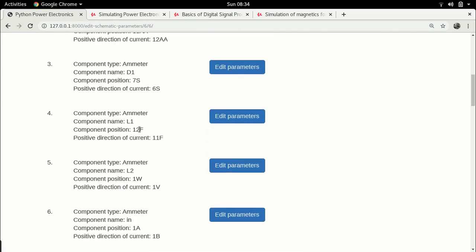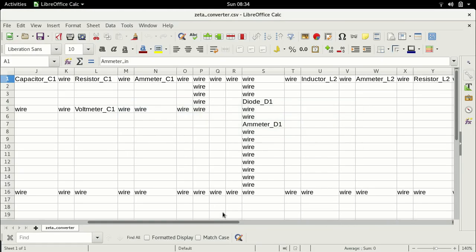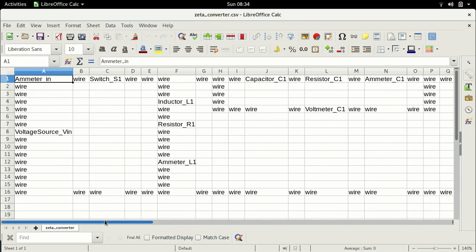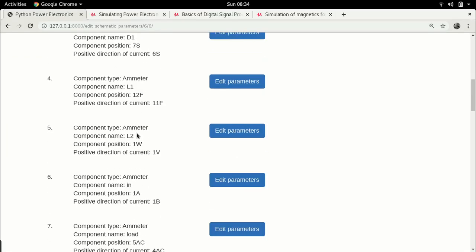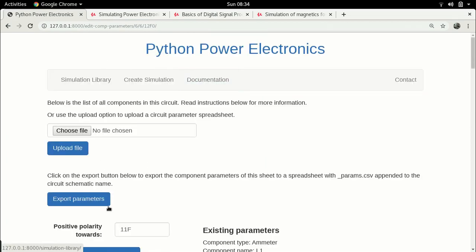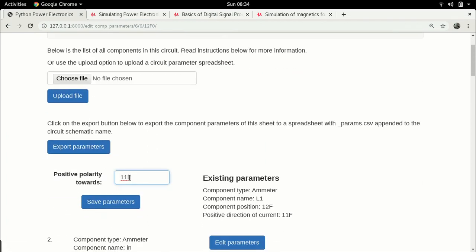Then finally there is ammeter L1. Let's go have a look. This is ammeter L1. When the switch is turned on, the current flows in the clockwise direction, therefore the current flows downwards. So therefore the positive polarity of ammeter L1 is downwards. And it is upwards, so let's reverse that. 13F.